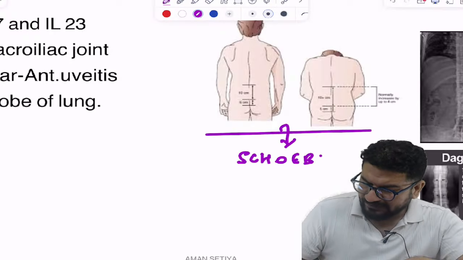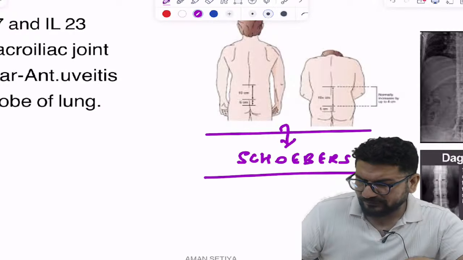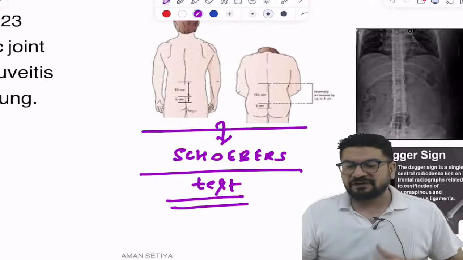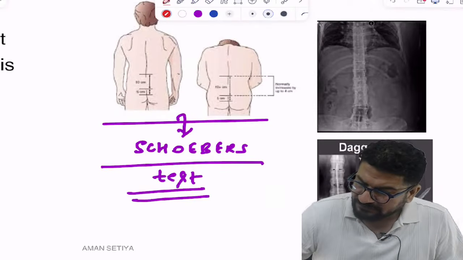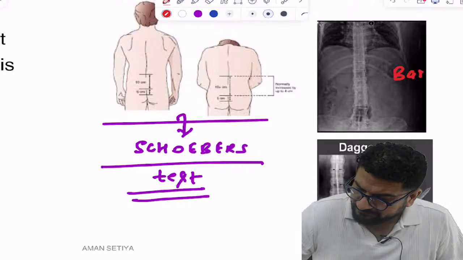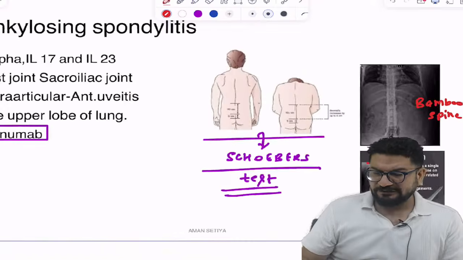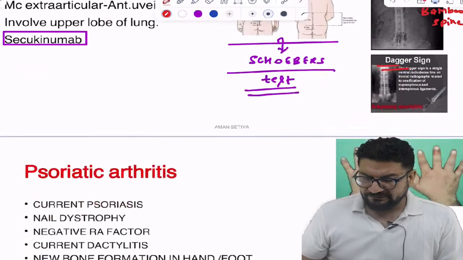So patient will have back pain, investigation of choice will be MRI, but in X-ray you will find a few classical findings. So this is your bamboo spine, and sometimes you can notice a white line. We call this dagger sign. So these are all the MCQs on ankylosing spondylitis.